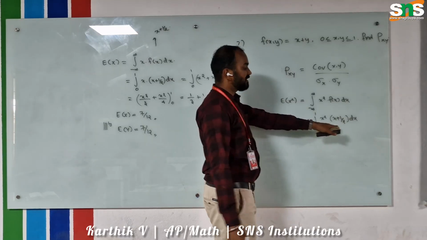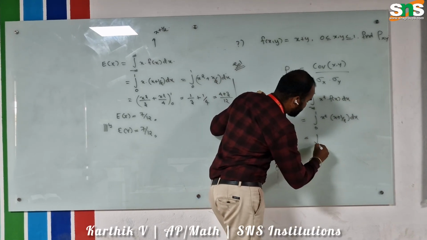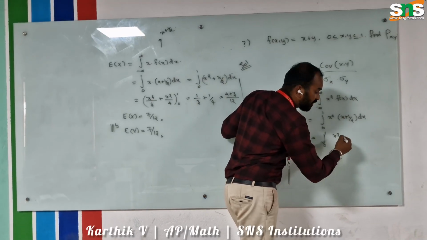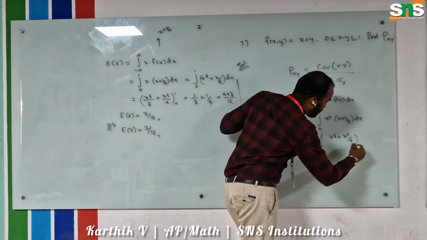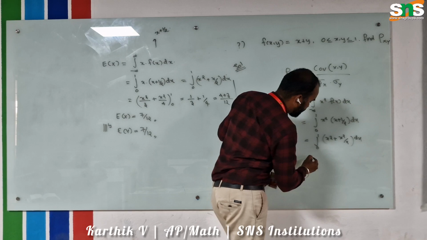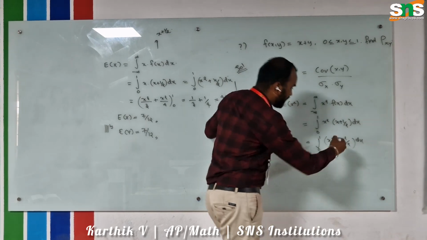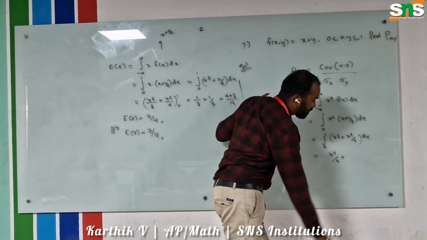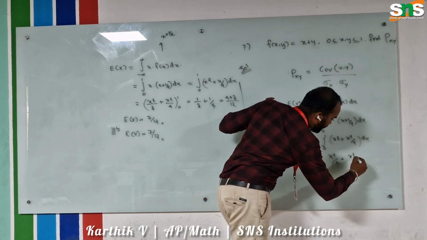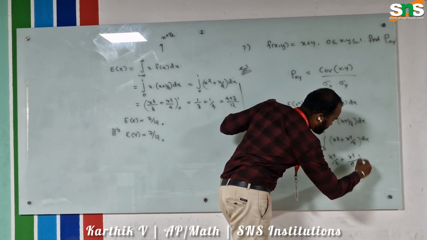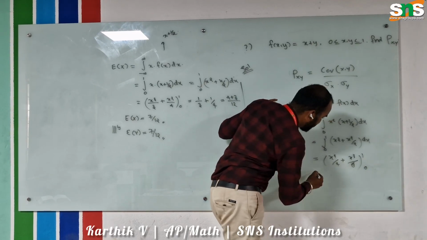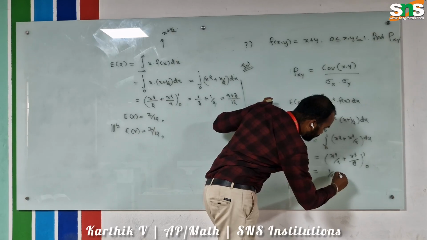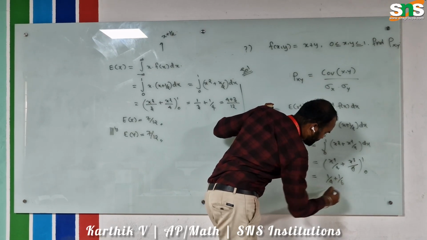First you have to simplify this term. Integral 0 to 1. x square into x is x cube plus x square into 1 by 2 is x square by 2. Then normal integration. x cube with respect to x is x power 4 by 4 plus x square by 2 with respect to x is x cube by 6. Upper limit is 1, lower limit is 0. Next, apply the upper limit and lower limit. We get the answer 1 by 4 plus 1 by 6.